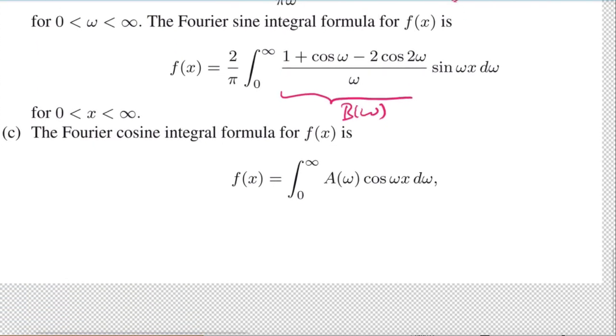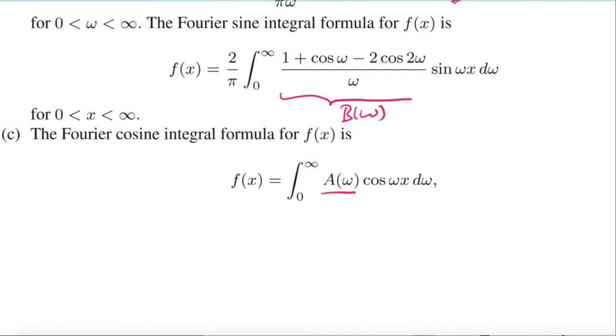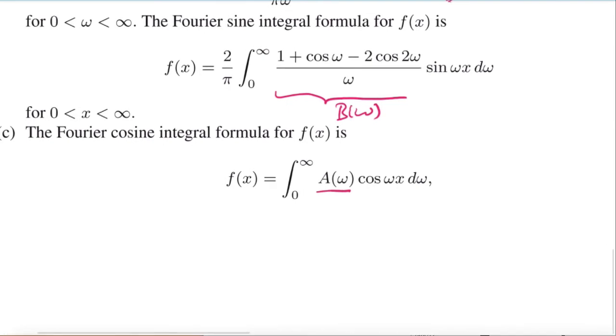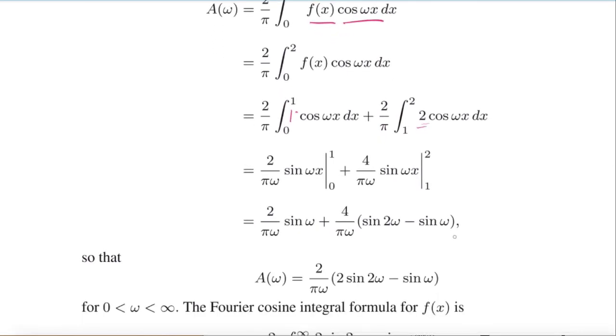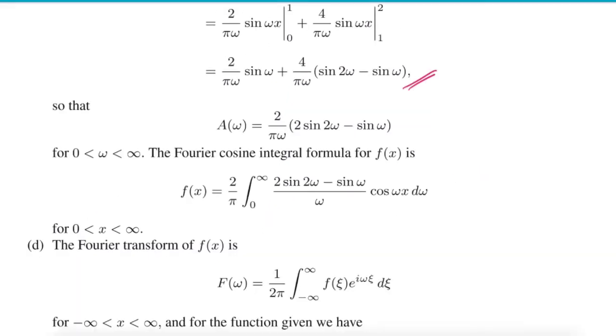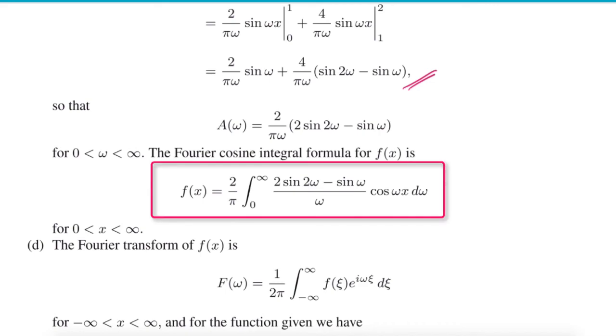So for the cosine one, we have a coefficient a which multiplies the cosine. A of omega would be f integrated with the cosine. So then f will be split up. It is 1 in the first interval, it's 2 in the second interval. Integrating cosine, we get the sine, and then we get the coefficients a. These are basically the same calculations we did already. We come to the Fourier cosine integral formula for f.